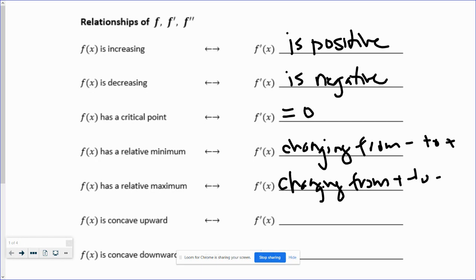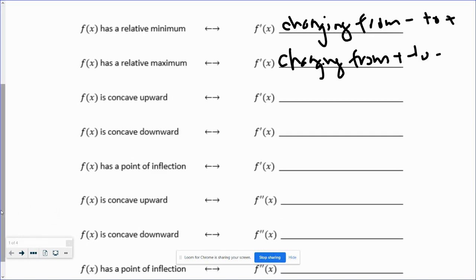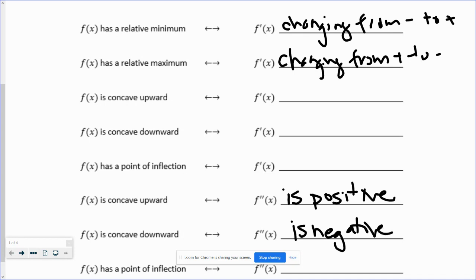F of x is concave upward. We're going to skip these right now. I want to skip over these and move on down. Okay, let's talk about what happens with the second derivative, and then we're going to go back. So f of x is concave upward. That means the second derivative, f double prime of x, is positive. Okay, f of x is concave downward. That means the second derivative, f double prime of x, is negative. F of x has a point of inflection. That means the second derivative, f double prime of x, changes signs. And remember, it doesn't matter which way, just changes signs.